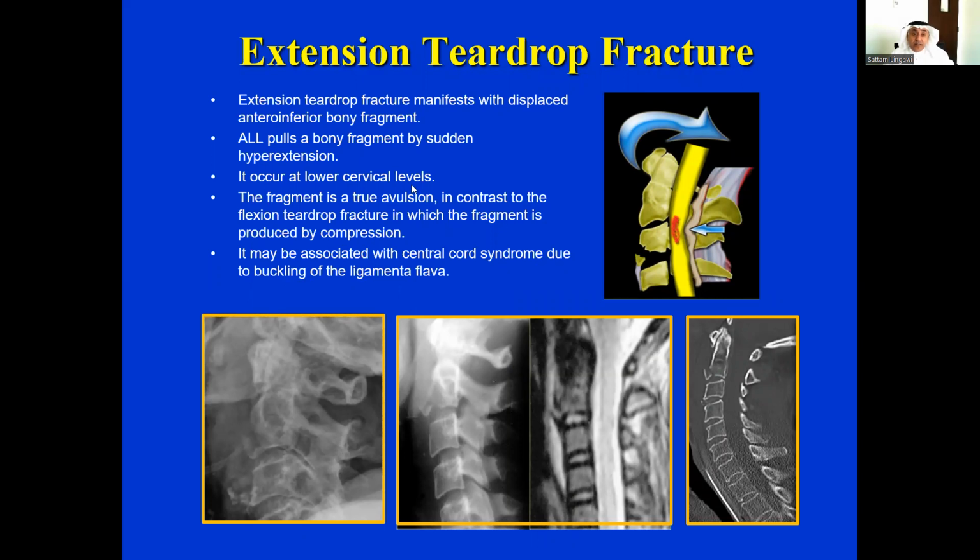Now, sudden extension movement may result in a pull-out fracture from the corner of C3 or C4, which is known as the teardrop fracture. It is actually due to the attachment of the anterior longitudinal ligament to the corner of the vertebral body. With a sudden backward movement, this part is avulsed from its location, so that's an avulsion fracture, associated with prevertebral soft tissue edema and swelling.